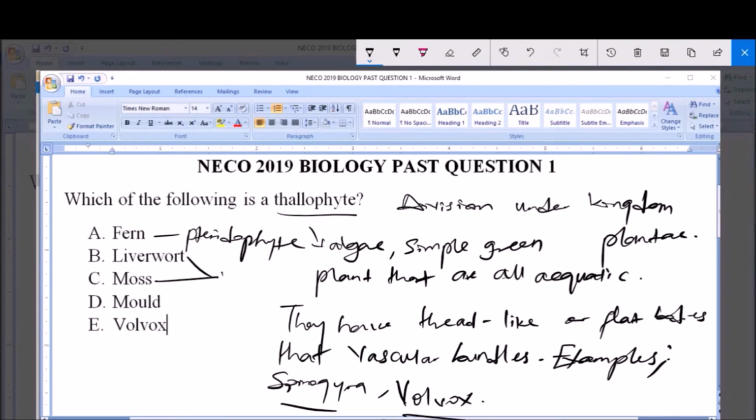Liverworts and moss are bryophytes, also under kingdom Plantae. Now, mold is a fungus under kingdom Fungi. And then E, Volvox, is the answer to this question because Volvox is a thallophyte. So this is the correct answer to this question, Volvox.